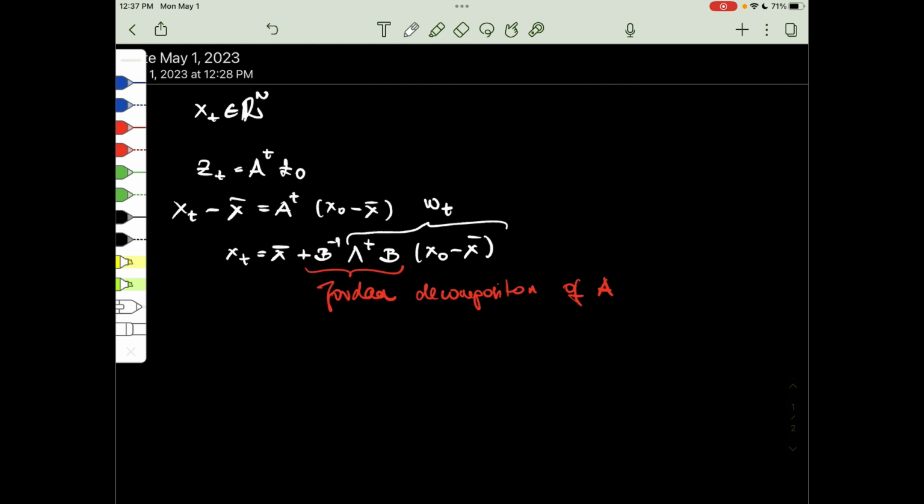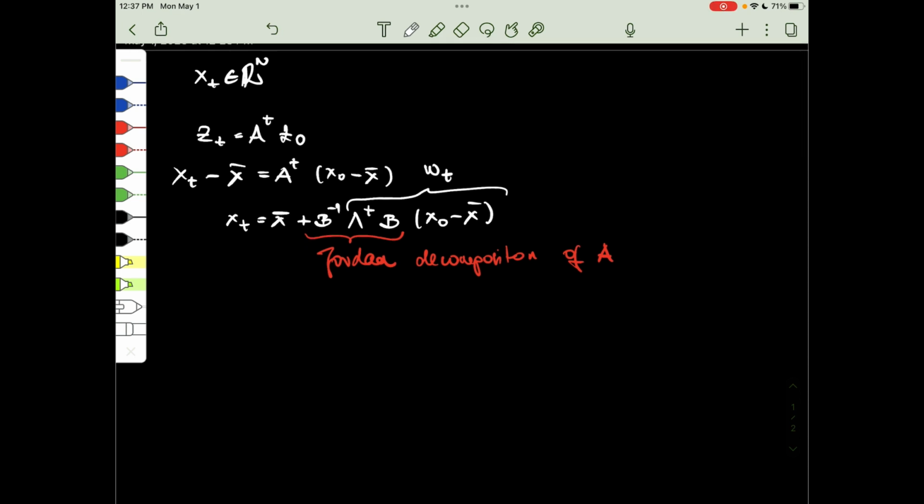This is Wt. Given that, first, what it means to have a Jordan decomposition of matrix A. Lambda is the diagonal matrix of the eigenvalues of A. B is the matrix of the related eigenvectors, and B minus 1 is the inverse of matrix B.